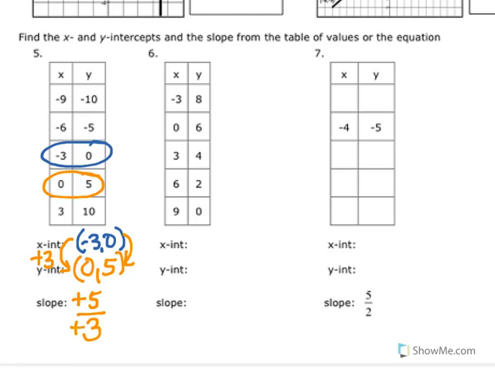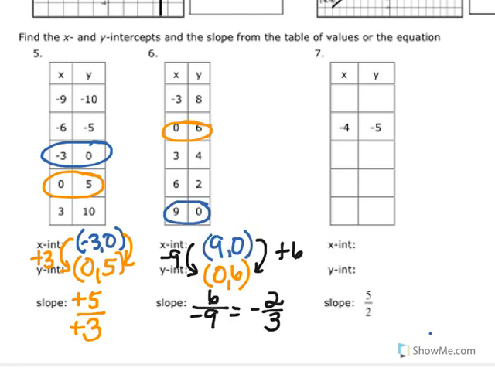Okay, let's look at number 6. Why don't you hit pause and try and figure out the x and y intercepts yourself? Okay, so hopefully you found that the x-intercept was (9, 0). The y-intercept was (0, 6), and then I did the change in y over the change in x to figure out the slope.